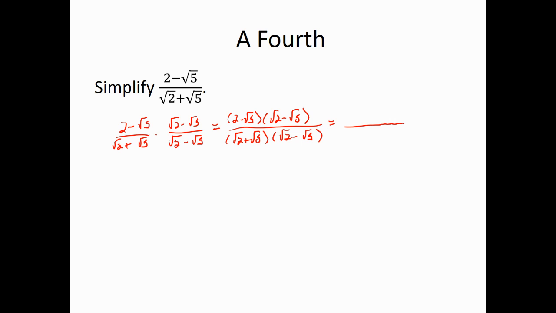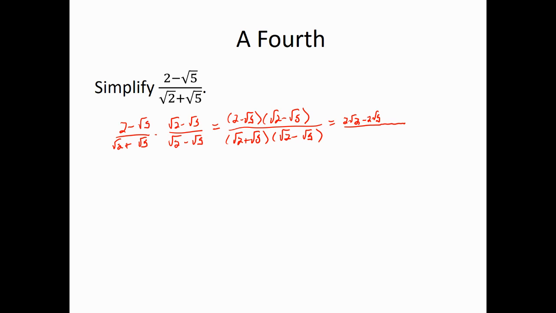We probably need a longer fraction bar. There we go. So on the top, we have, first of all, the 2 times the root 2, which is 2 root 2. And then we have a 2 times the negative root 5, which is negative 2 root 5. And then we switch to the root 5. Okay, so we have a negative root 5 times the root 2.